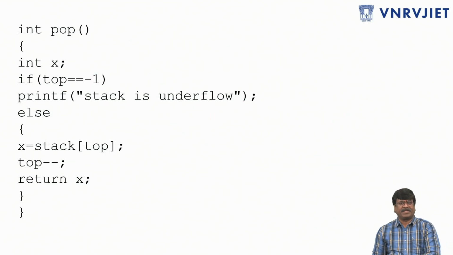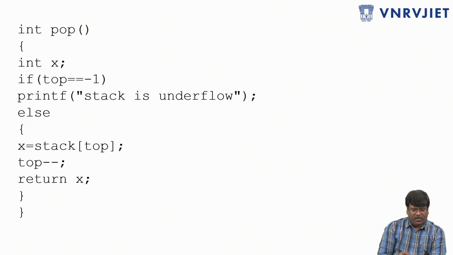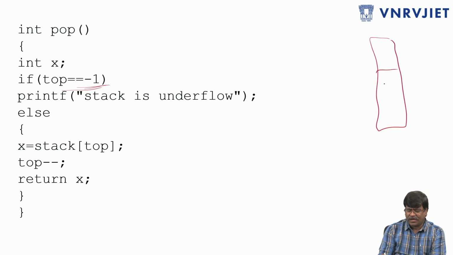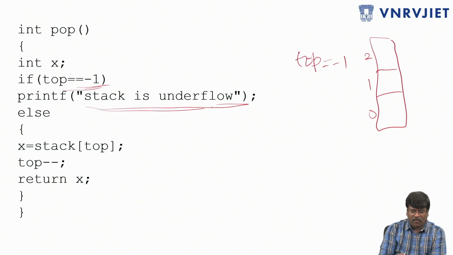Coming to the pop operation. What is the pop operation? To remove the data from the stack. First I am checking if the top value is -1. So it is an empty stack. You get top as -1 when it is an empty stack. Initially the top is -1, so there is no data in the stack. So I can say the stack is underflow.